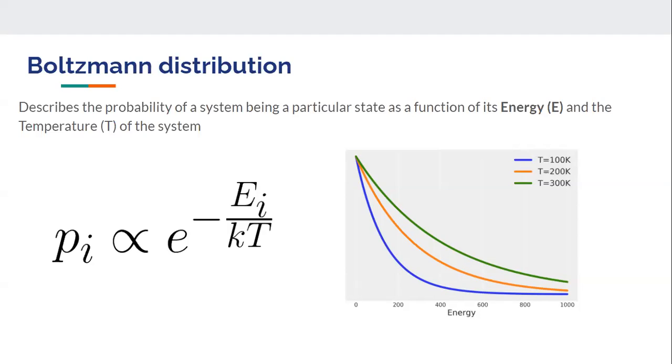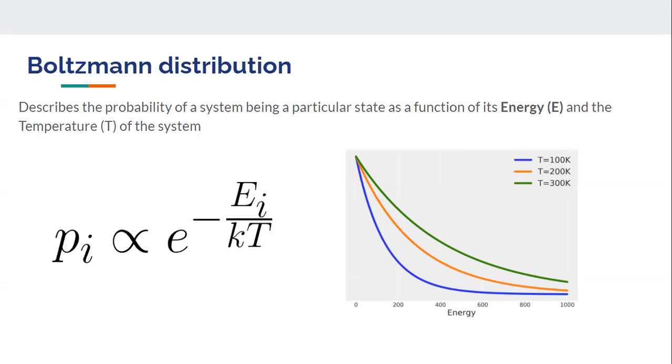The Boltzmann distribution describes the probability of a system being in a particular state as a function of its energy and temperature. So this distribution relates the energy and temperature of a system through the Boltzmann constant. According to this, at a fairly low temperature, those high energy states I mentioned earlier will have low probability. And only as the temperature increases, high energy states will become more likely.